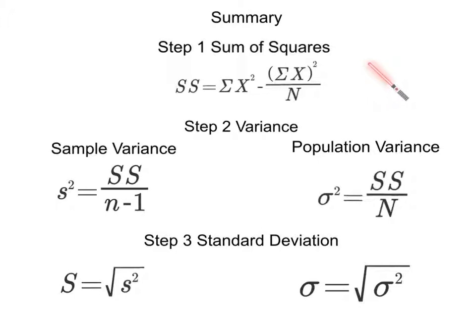Now let's summarize the steps. In this process, the first step is to calculate the sum of squares. I'm recommending that we use this method to calculate sum of squares for all problems. Step 2 is to calculate the variance. We have to determine whether or not we're being asked to calculate a sample variance or a population variance. If a sample variance, then we take the sum of squares and divide by n minus 1. If it's a population variance, sum of squares divided by n. And then finally, step 3 is whichever sample variance or population variance formula we used, we're going to take the square root of the variance in order to obtain the standard deviation.